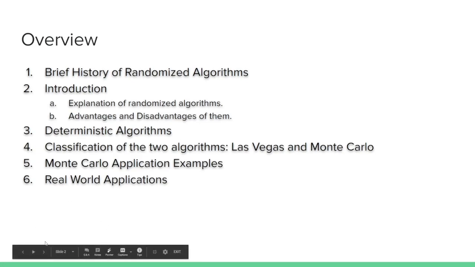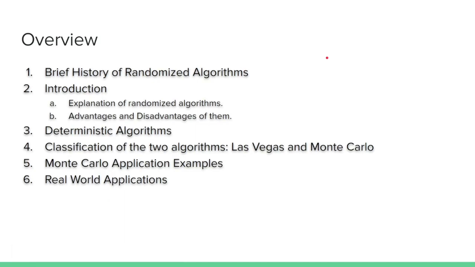So this is just a brief overview of what we'll be covering: a brief history of randomized algorithms, an introduction, the explanation of what they are, advantages and disadvantages, deterministic algorithms, classification between the two of them, the Monte Carlo application examples, and real-world examples.